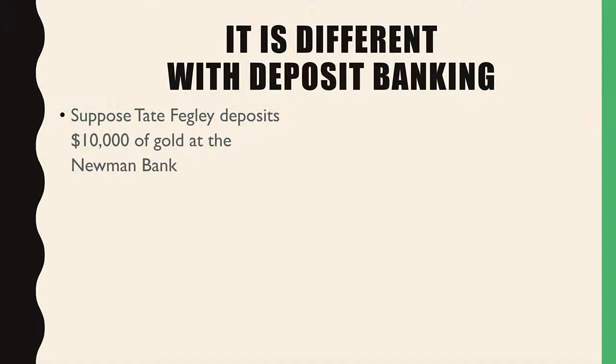It's very, very important. A lot of us, we channel our savings in a bank if we, again, purchase a certificate of deposit and so on. All right, it's different with deposit banking. All right, now let's say the Newman Bank decides to move into deposit banking, all right? Tate Fegley deposits $10,000 of gold at the Newman Bank.